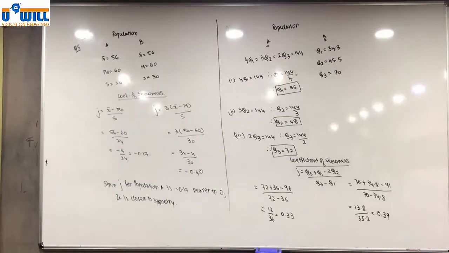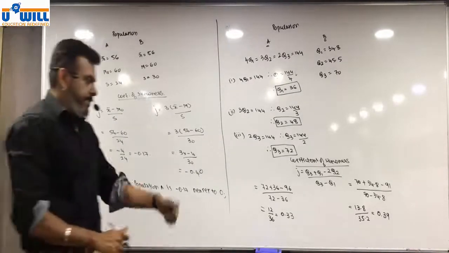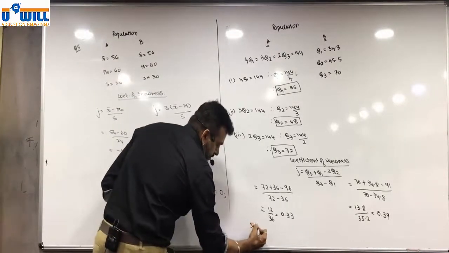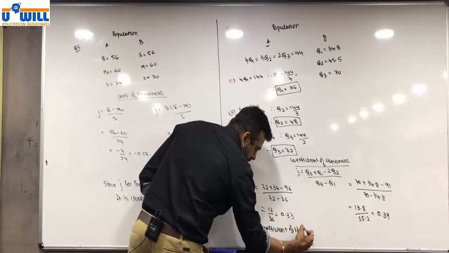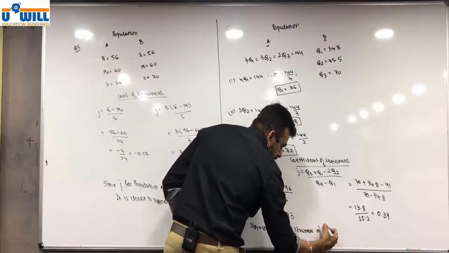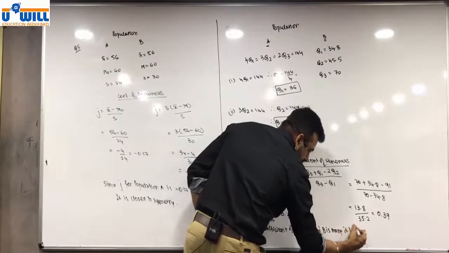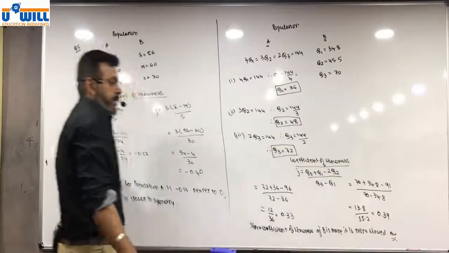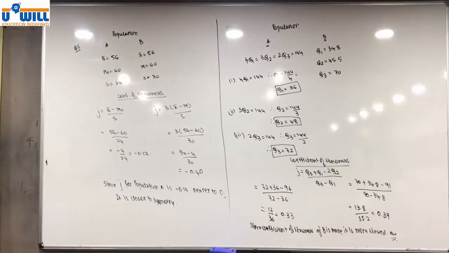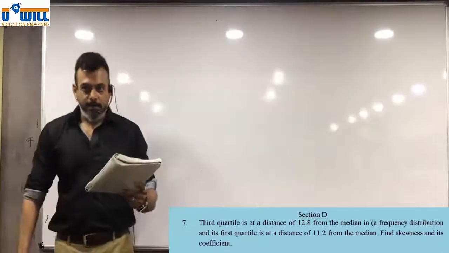Yes. Which is more skewed? B. Since the coefficient of skewness of B is more, it is more skewed. The one farther from 0, the bigger number, means more skewness. A lesser number means nearer to symmetry, less skewed.